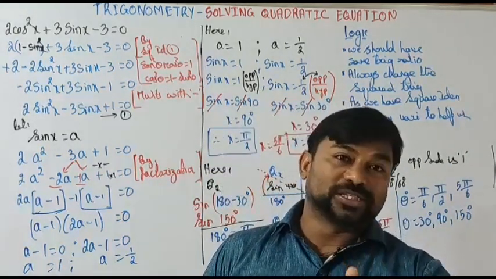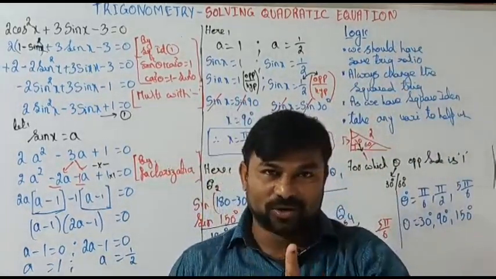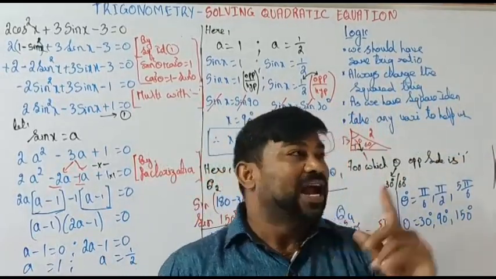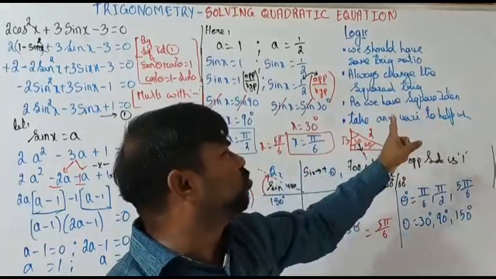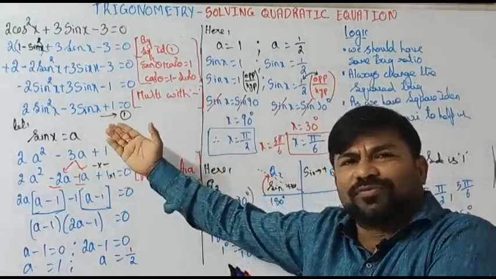Hope you understood, but don't forget the logic. Point 1: always we should have the same sign. Point 2: the squared trigonometric term should be changed. And the next one, if it is okay for you, convert in terms of any constant.